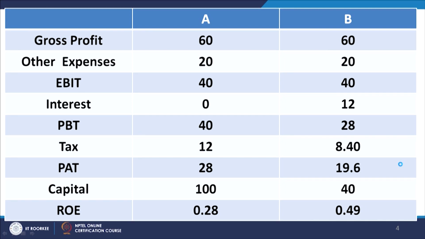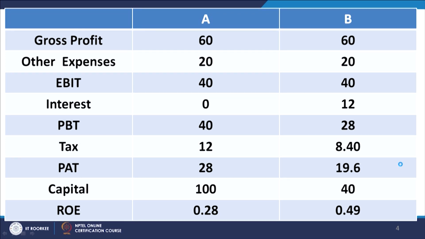In other words, the net cost to the company of this borrowed funds is only 12%. So, the funds borrowed at 12% per unit is earning at the rate of 40% per unit for the company, and that is what is adding value for the equity shareholders. So, there are two factors which are there.